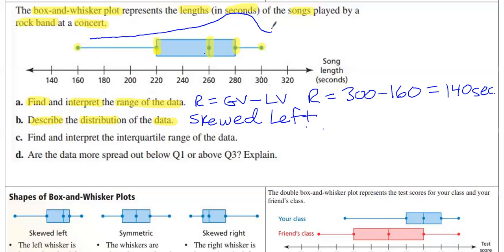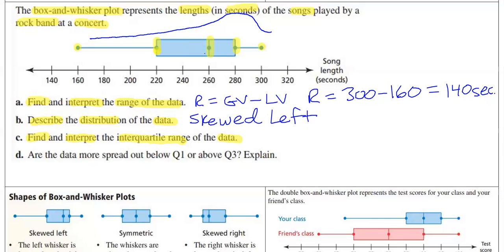I think in 6th grade we talked about it as a slide. You climb up the ladder, the direction you'd slide down the slide is the direction that you put in next to skewed. So you'd slide down to the left, so this is skewed left. Next question says, find and interpret the interquartile range of the data.